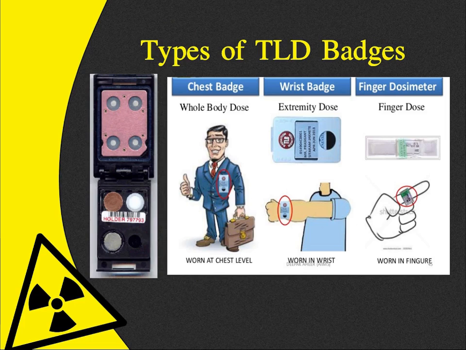These types of TLD could be used: the finger dosimeter, the wrist badge, and the chest badge. As we see on the left side here, this is the type of TLD for the chest, and the finger badge is for the people who will interact with their hands in a radiation field.